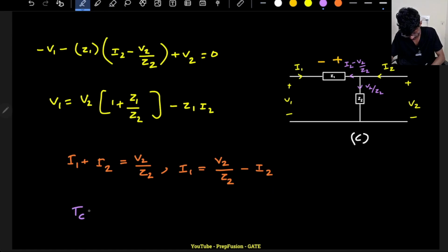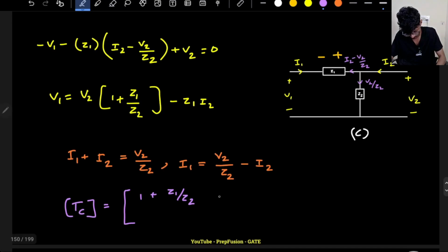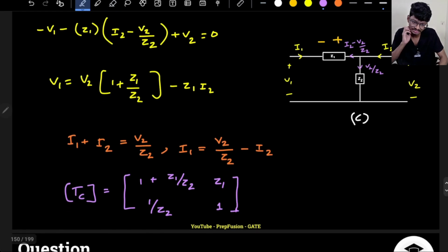So this is the matrix for the C network. It is equal to: first row, 1 plus Z1 by Z2, then Z1. Second row, 1 divided by Z2, then 1. So this is basically a formula.